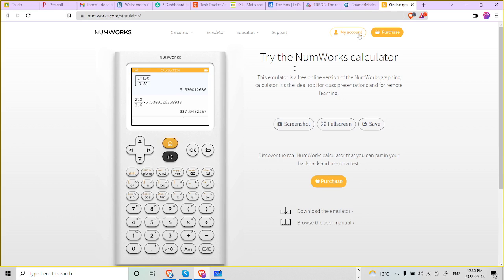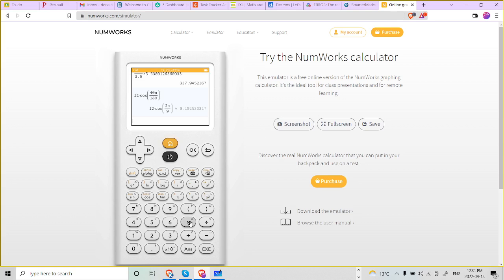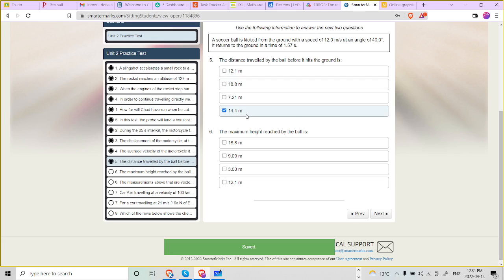So 12 meters times the cosine of 40 degrees, but our calculator here is in radian mode. So I'll just do a manual conversion because I don't remember how to change mode on this emulated calculator. So there is our velocity. And it takes 1.57 seconds to travel at that speed. So that is 14.4 meters. And the maximum height reached by the ball.